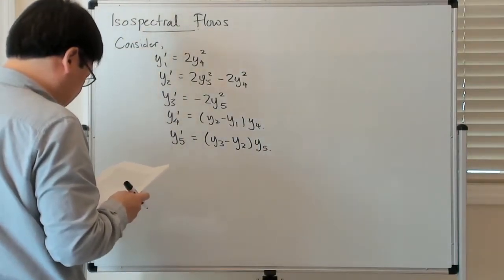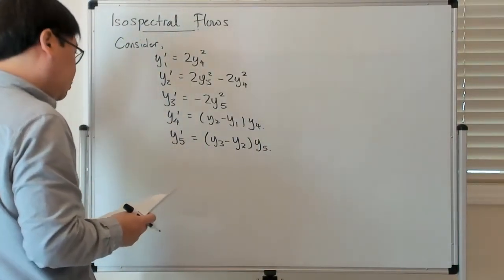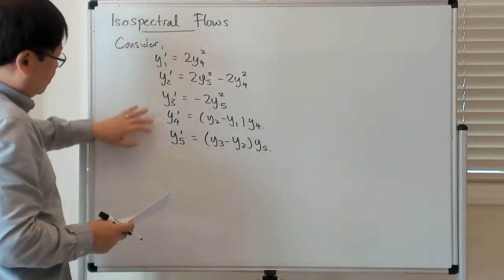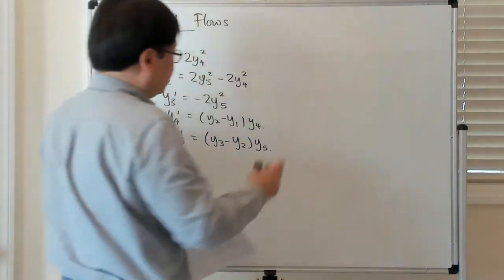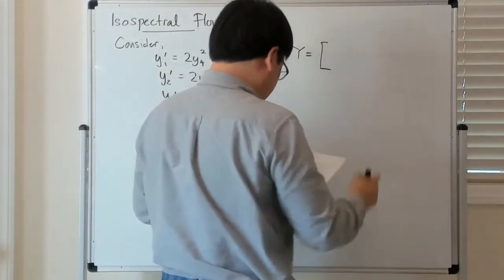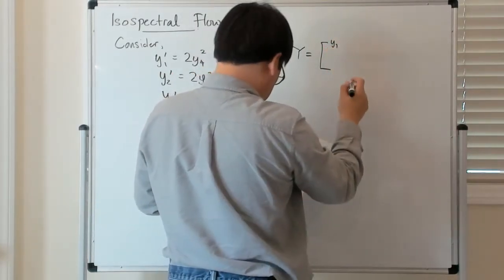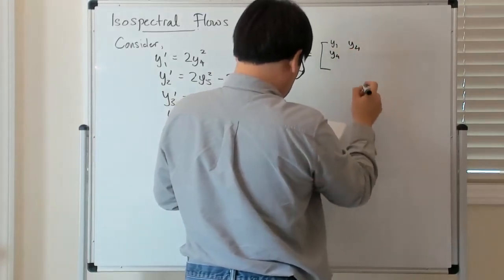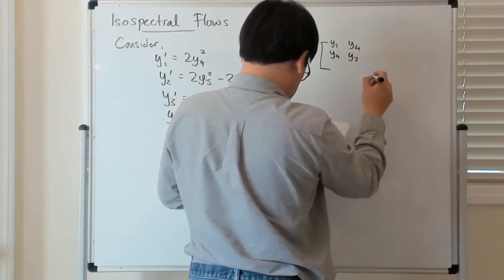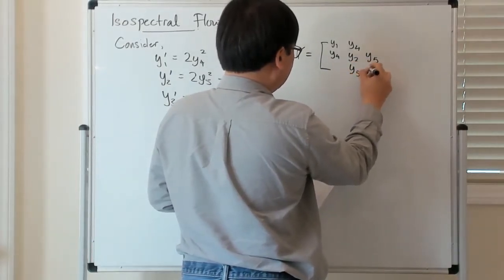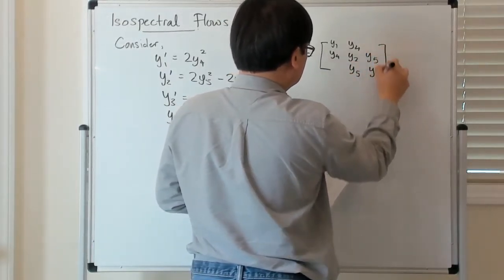Okay, so you can try to reorganize these components into a tridiagonal matrix. So let y be written as the following. So this is y1, y4, y4, y2, y5, y5, and y3. Okay.